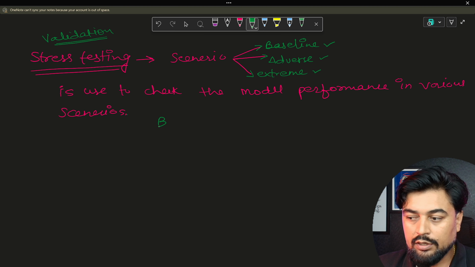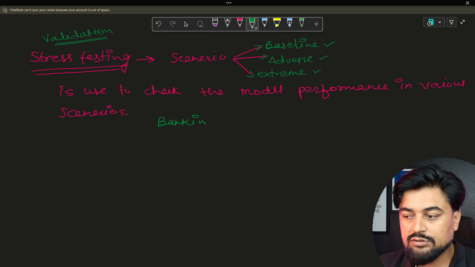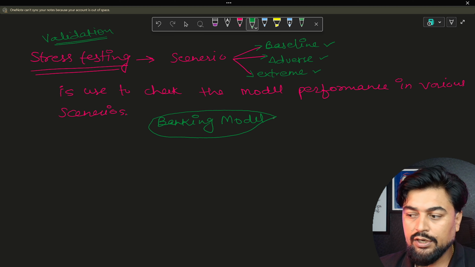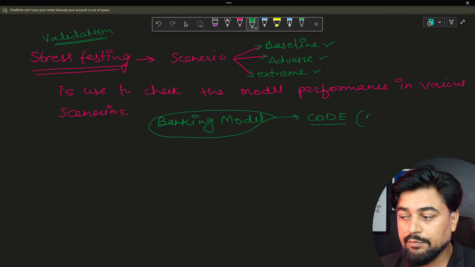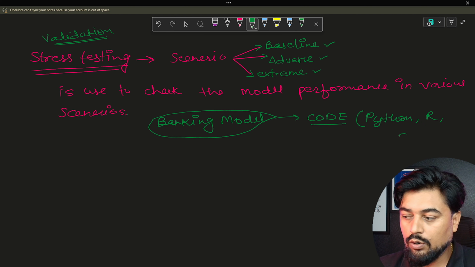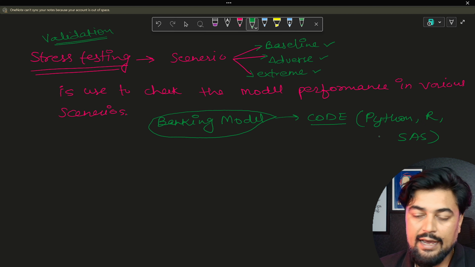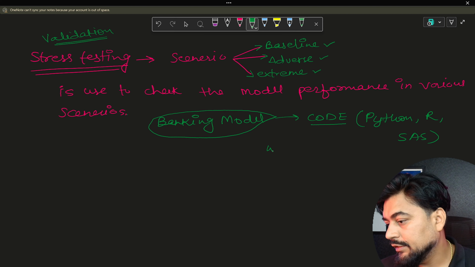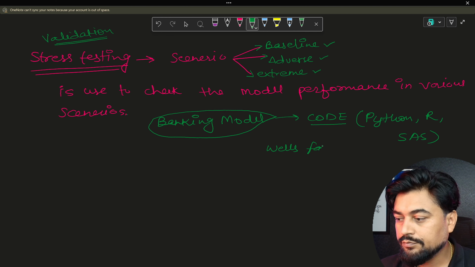Now what is a model? A banking model is a code. Let me make it simple. You would be hearing this term a lot in your companies and in your syllabus. This is nothing but a piece of code. Especially when you talk about analytics, it will be in Python, R, or SAS. These are three highly used languages in which the models are built.